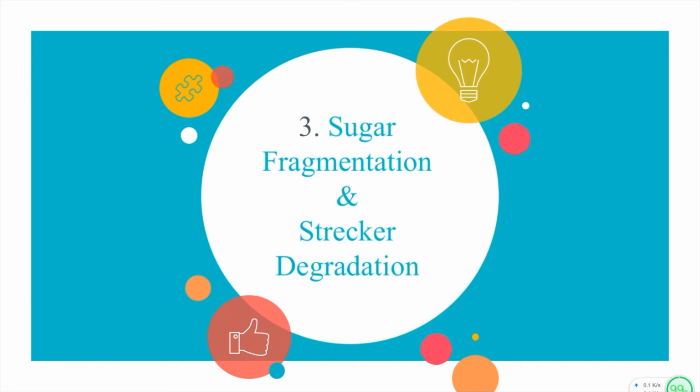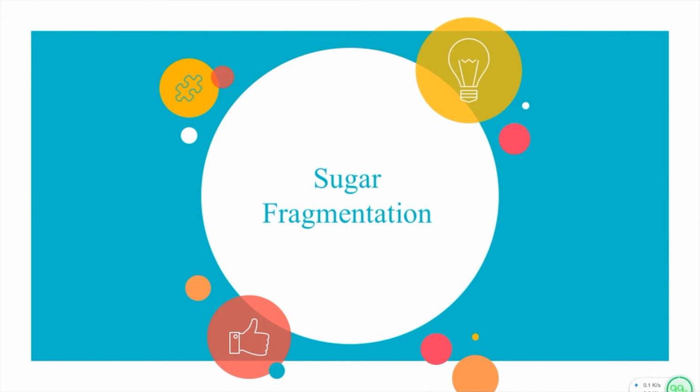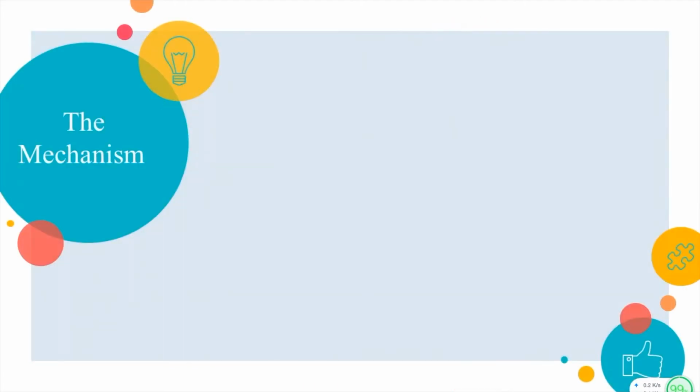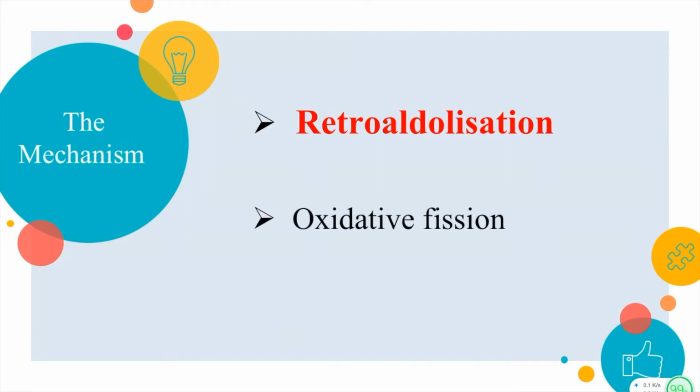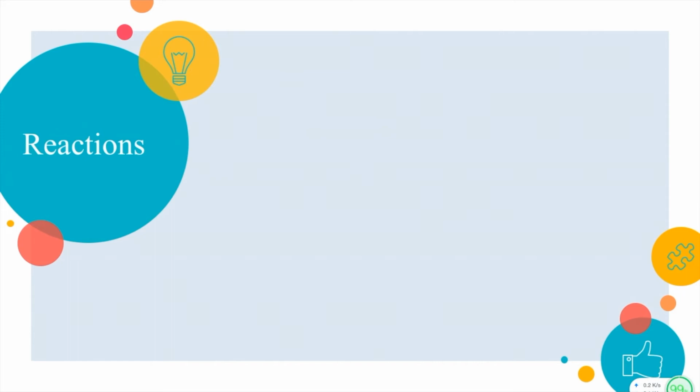Okay, let's move on to sugar fragmentation and Strecker degradation. Firstly, I'm going to talk about sugar fragmentation. The sugar fragmentation products vary considerably in their potential for browning. Generally, retro-aldolization is thought to play an important role in sugar fragmentation. Moreover, oxidative fission also has a positive effect on sugar fragmentation. Sugar fragments can be produced by the following reactions respectively.